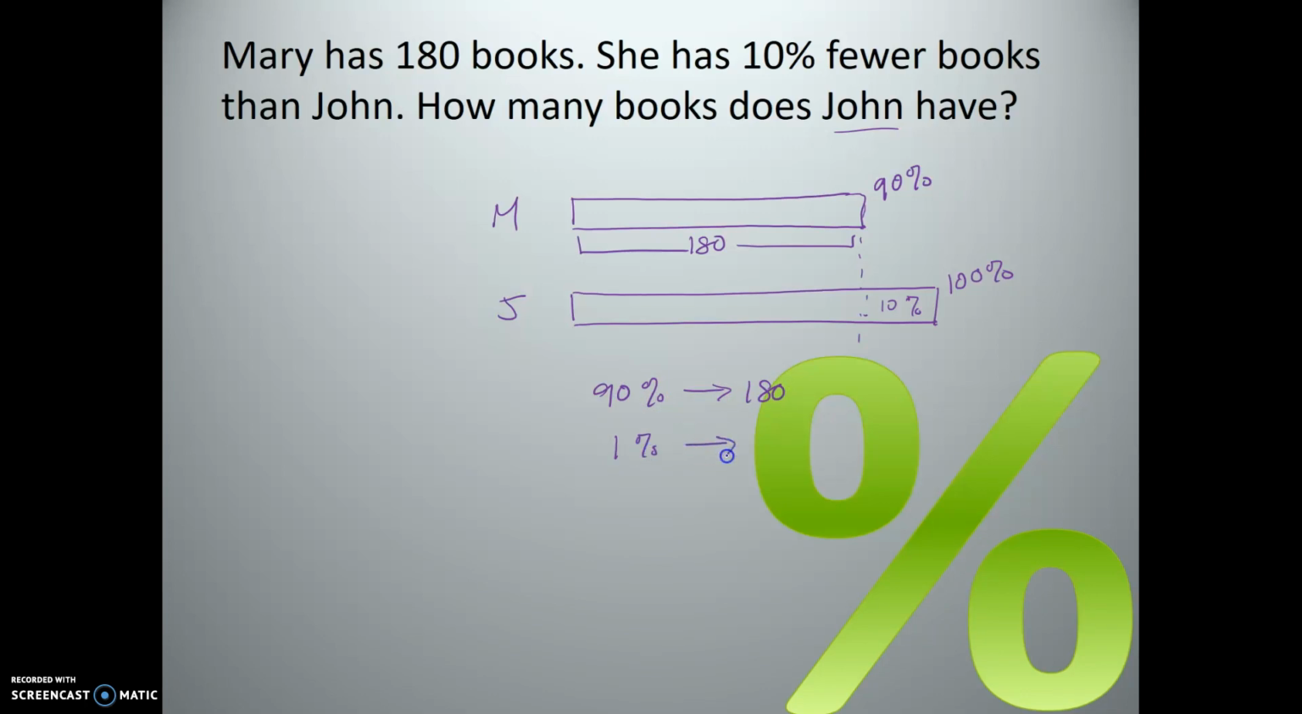So 1% is 180 over 90. We're going to solve for 100%. That's going to be 180 over 90 times 100 over 1. Let's cross cancel. How about here to start? Now we have 18 divided by 9. So obviously we can cross cancel that 9, make that a 1, make that 18 a 2. And now we have 2 times 100. That's easy enough to figure out, isn't it? We're left with 200 books, which is how many John had.